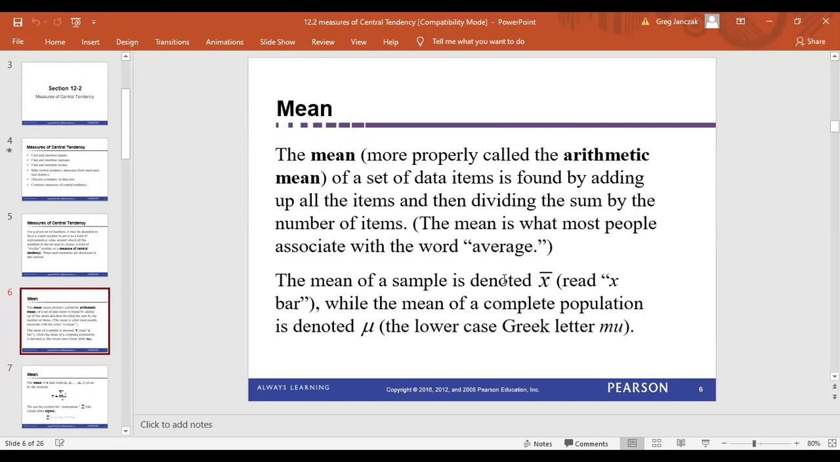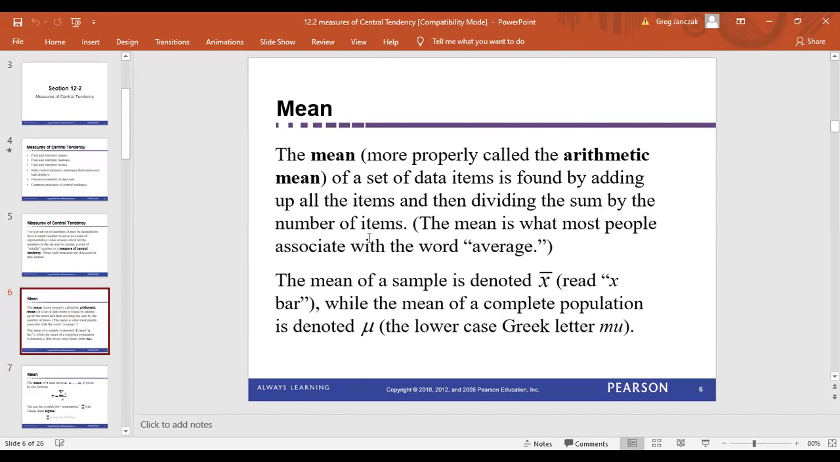Well, mean is the same thing. And we look at two types of mean. One is a sample mean, denoted by X bar, and the other one is the population mean, annotated by the Greek letter mu. It looks kind of like a backwards U.